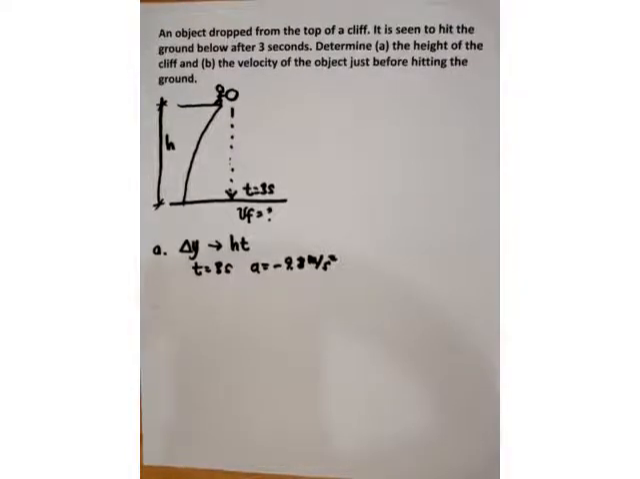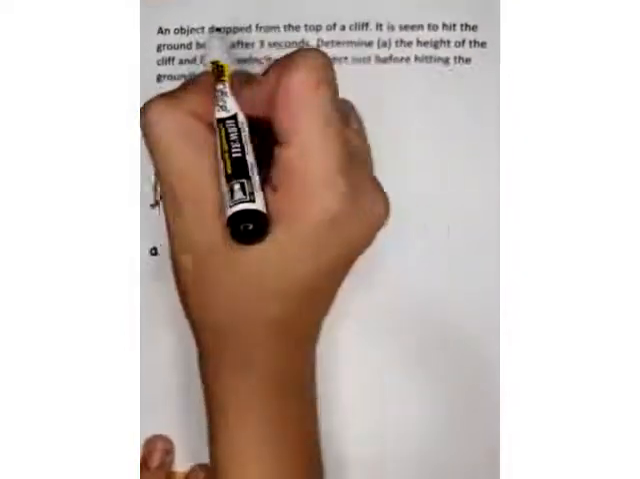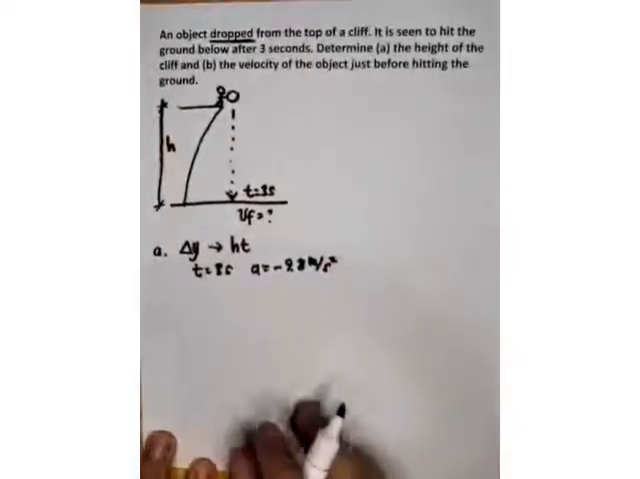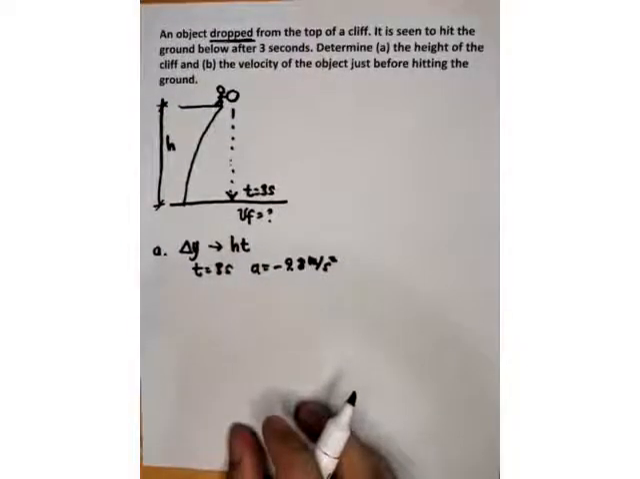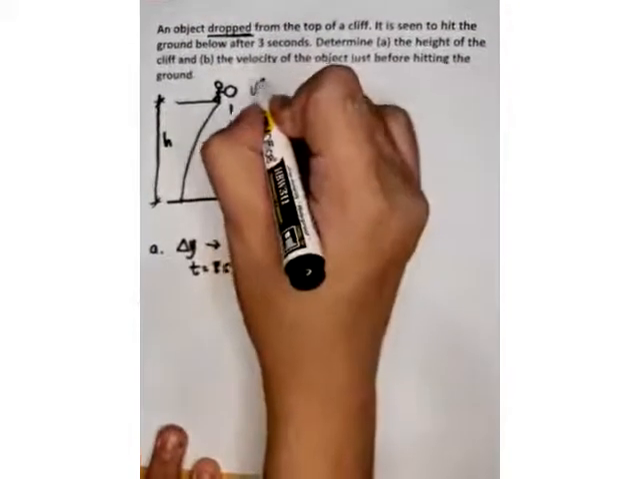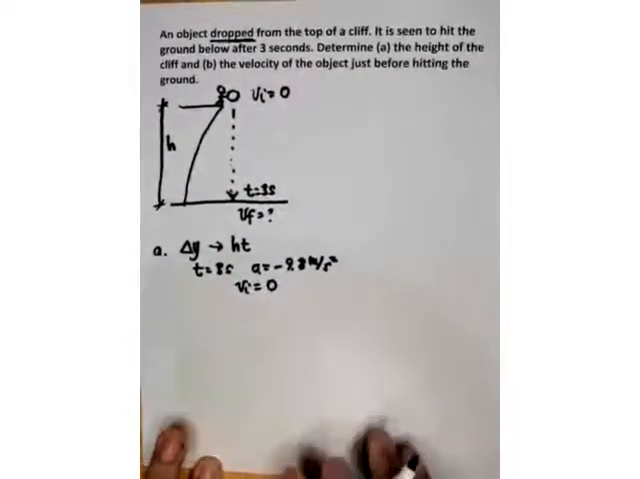Why, Charles? King? Why is it 0? Okay, good. Okay, class, be careful. The object is dropped. That's all. So, therefore, V initial is 0.